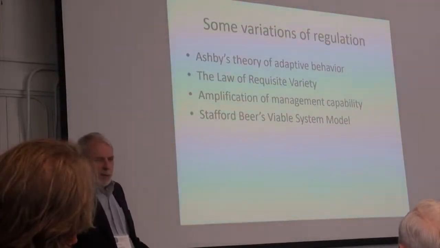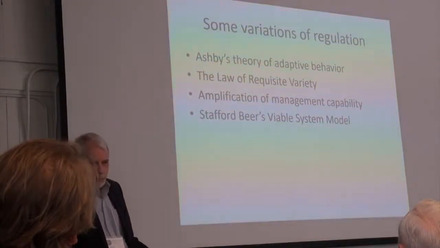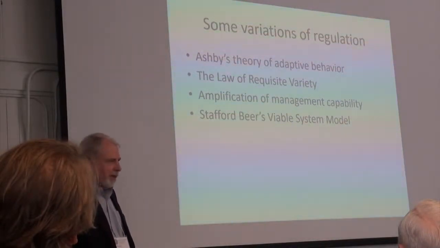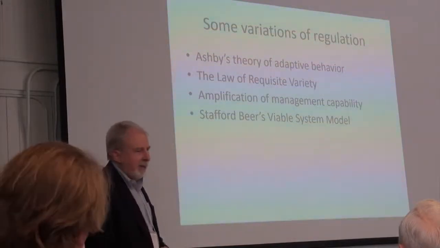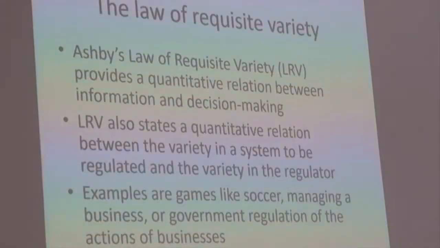One of the reasons I'm doing this is because this isn't known within the field of management. It's been around since the 1950s, but you won't hear any mention of this at meetings of the Academy of Management in the United States. The law of requisite variety states a quantitative relationship between regulation and the system being regulated, between information and decision-making. One would think this would be of interest. For reasons that I haven't mastered yet, it doesn't arouse the intrigue and the curiosity of people in the field of management.